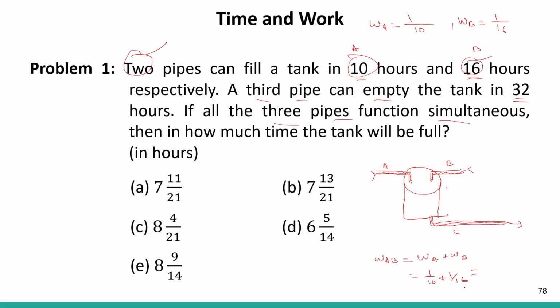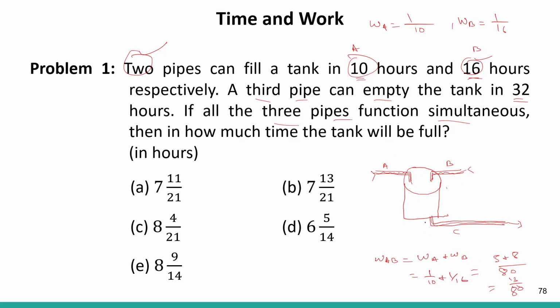So that is, the common denominator is 80, and it will be 8 plus 5, which is equal to 13 by 80.